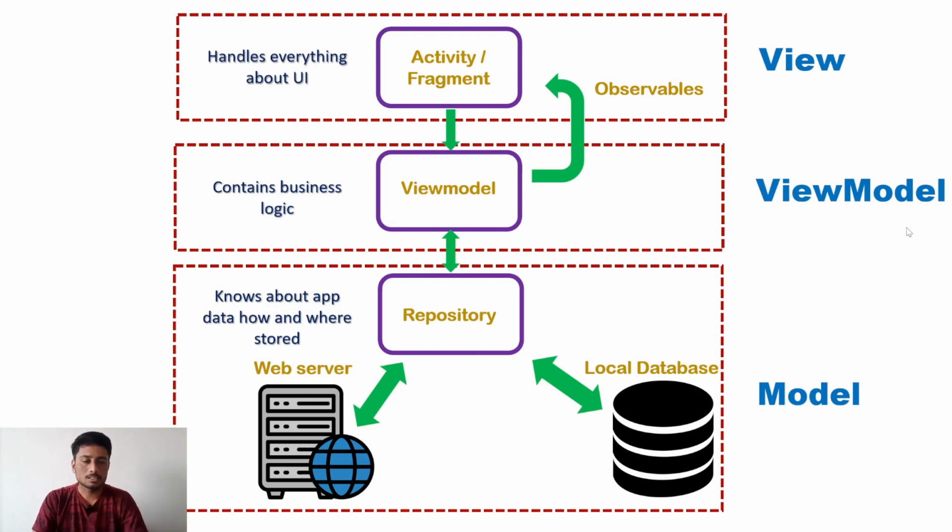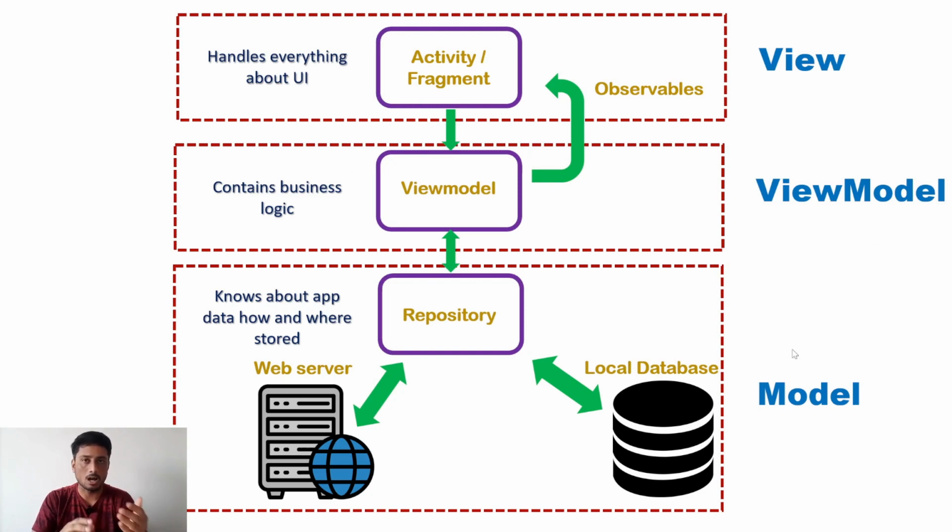And the third layer is the view model. We can assume the view model as a bridge between the view and the model. That's why it is called view model. The view model contains the business logic, like how our application will execute according to the business logic. All of these things will be enclosed in the view model layer. So this is about each of the layers and how it performs.